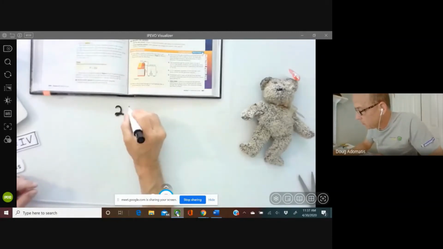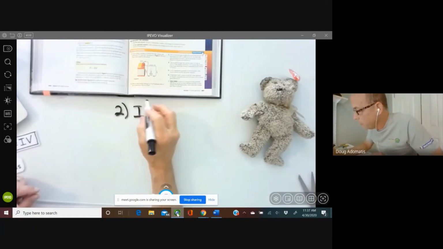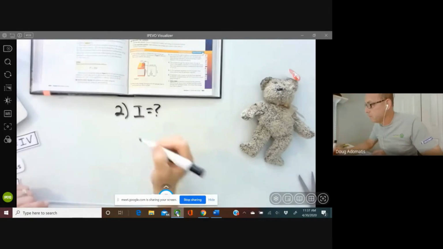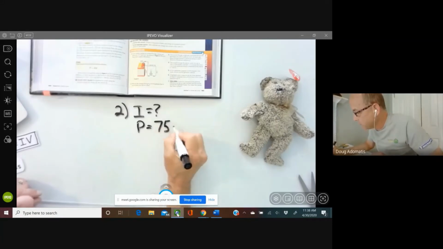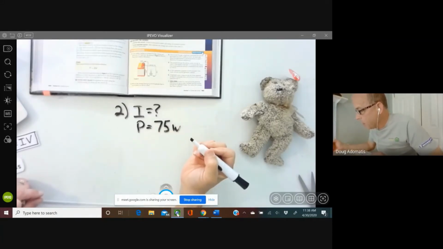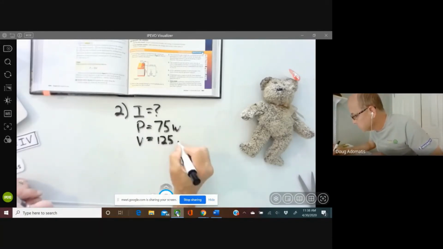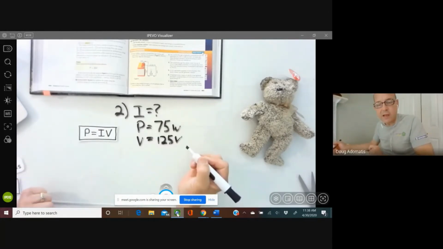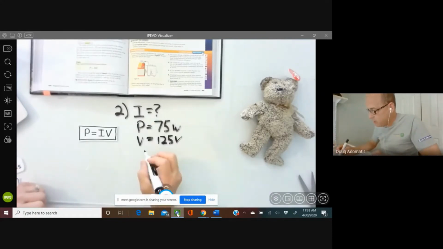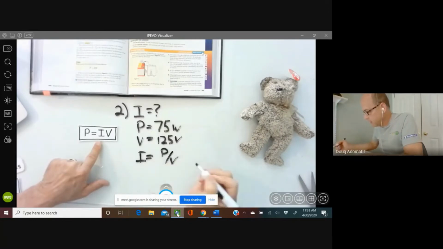Okay, number 2. What is the current flow? What is the current? That's our question, first of all. And then we are told the power, 75 watts, through a 75 watt light bulb that is connected to a 125 volt outlet. Does that equation still work? Well, we might need to rearrange it a little bit, right? But hey, you guys passed algebra, so we just need to solve for I. I is equal to P divided by V, right?